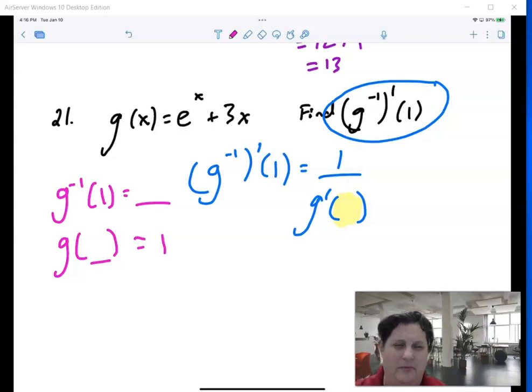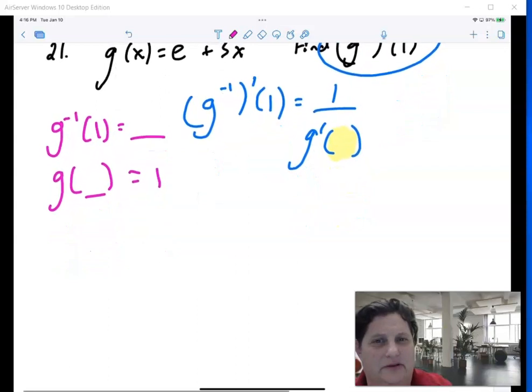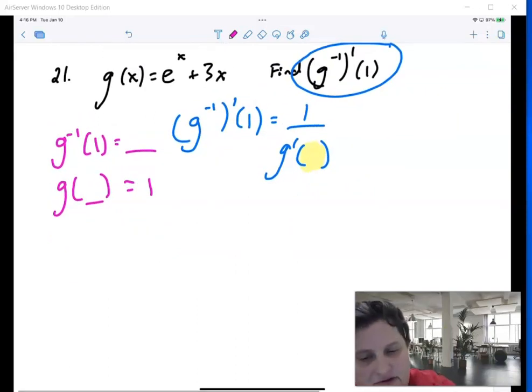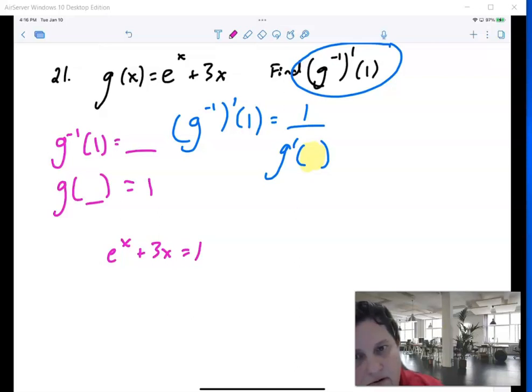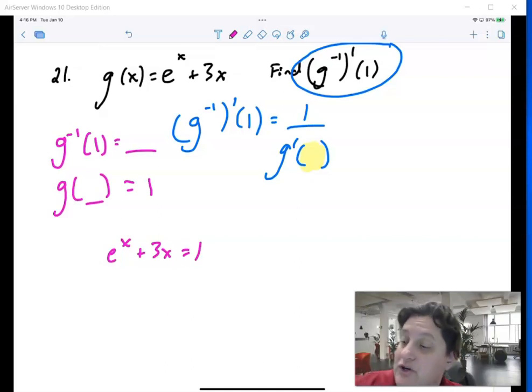Now, this one didn't give me a point on the graph, so that means it's going to be a little bit trickier. But let me think about this for a second. I know g of x is e to the x plus 3x. So e to the x plus 3x equals 1. This is definitely going to have to be a calculator problem. I don't believe it said on here to use a calculator. It should have, because you cannot do this without a calculator, I don't believe.